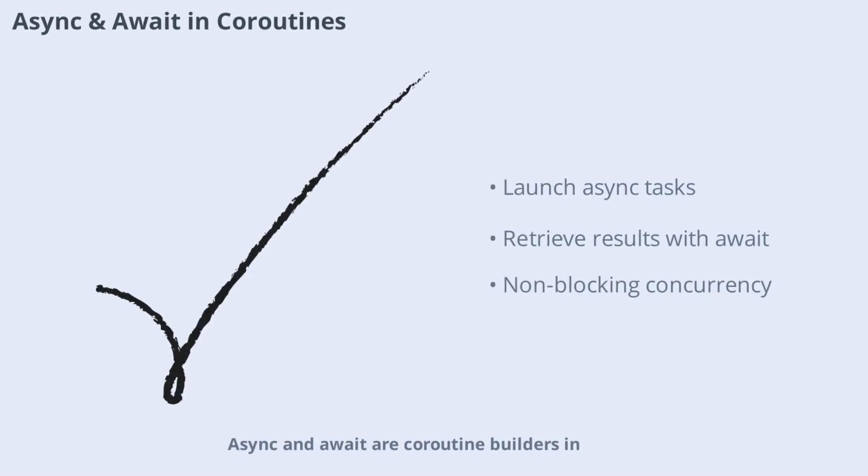Async and await are coroutine builders in Kotlin that enable efficient handling of asynchronous operations. The async builder launches a coroutine asynchronously and returns a Deferred object, representing a future result. The await function is called on a Deferred to retrieve the result once it's ready, suspending the coroutine without blocking the thread. This allows tasks to run concurrently, improving performance and keeping the UI responsive. Async and await are essential for scenarios like network requests or parallel computations in Android apps.